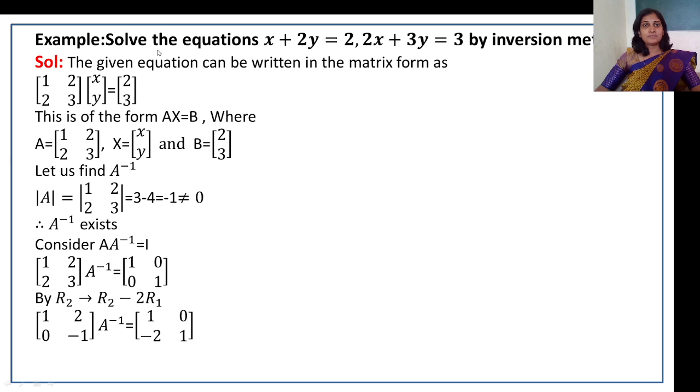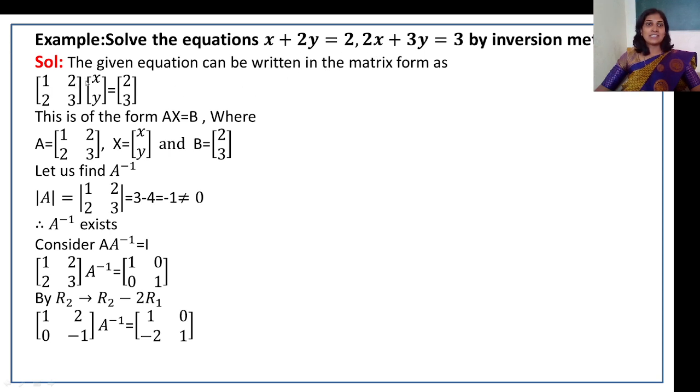First example, solve the equations x plus 2y is equal to 2, 2x plus 3y is equal to 3 by inversion method. So firstly, the given equations can be written in a matrix form. We have to write the given equations in a matrix form.